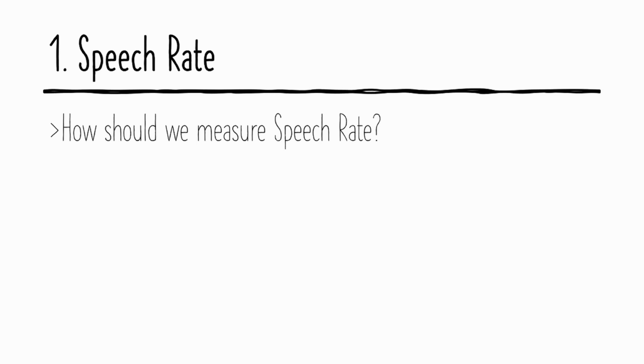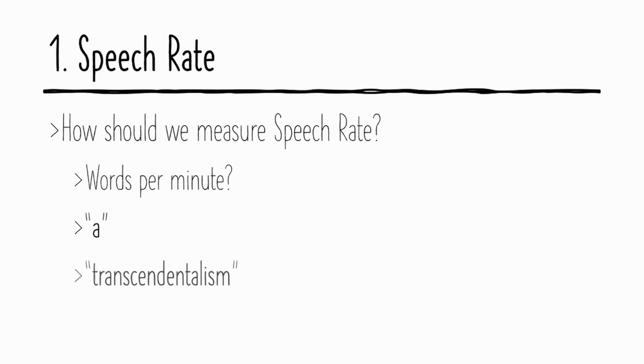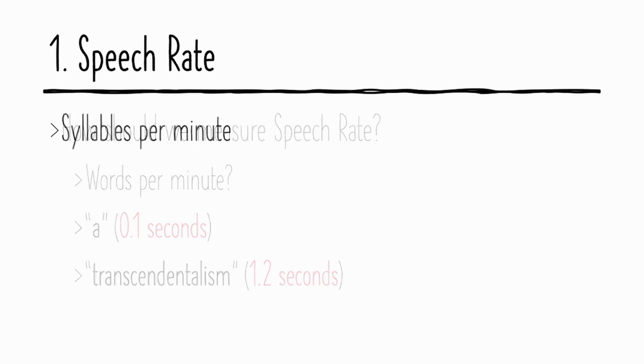But how should we measure speech rate? We could count how many words a person says in 1 minute, or words per minute. This works for quick measurement, but it's not always accurate because some words are short, like "and," and some words are long, like "transcendentalism." It clearly takes less time to say "and," 0.1 seconds, than it does to say "transcendentalism," 1.2 seconds.